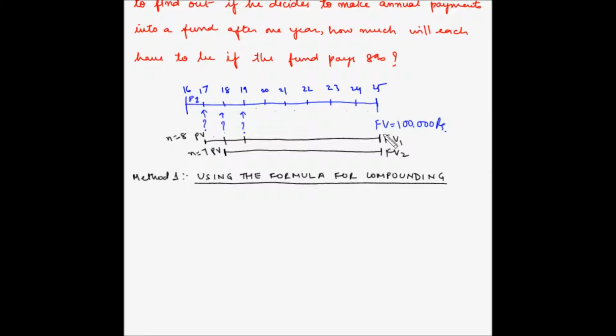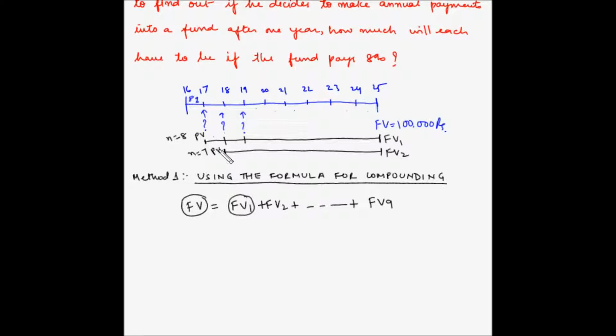And the sum of all these future values has to be 100,000 rupees. So in other words, the future value is equal to FV1 plus FV2 and so on up to FV9. Now we know that this FV is 100,000 rupees. Let's find out what these FVs will come out to be.